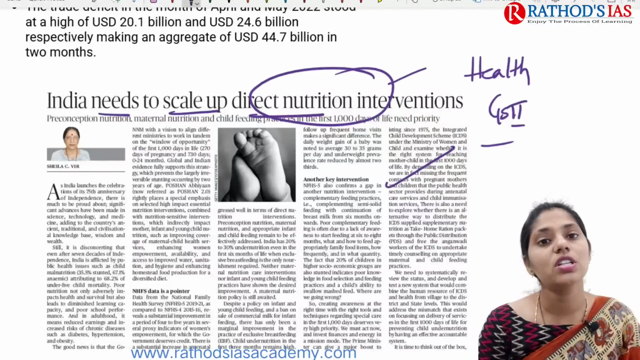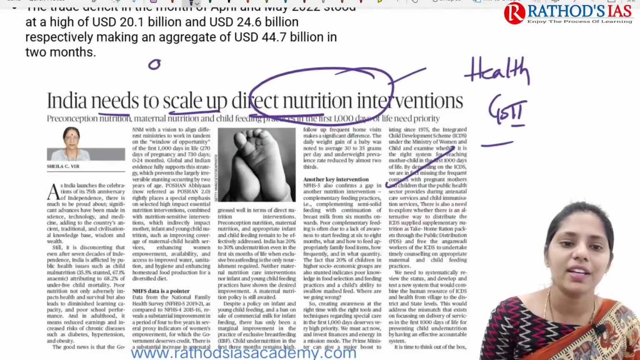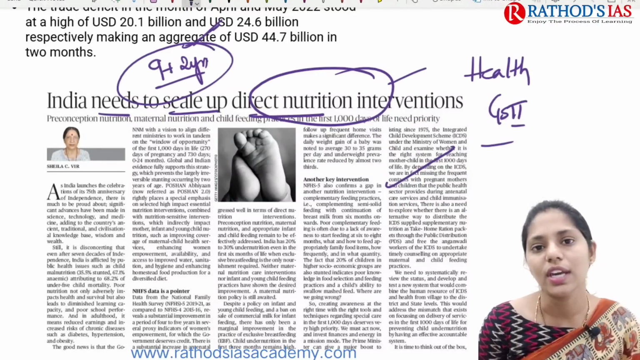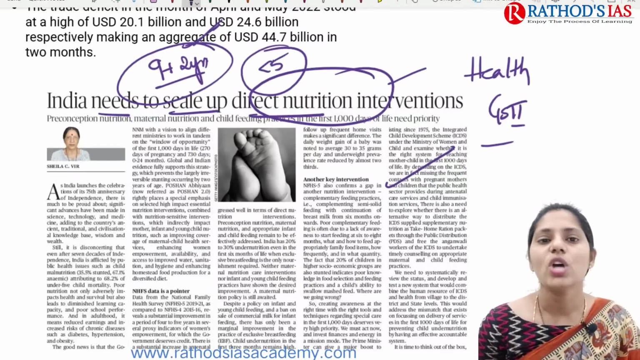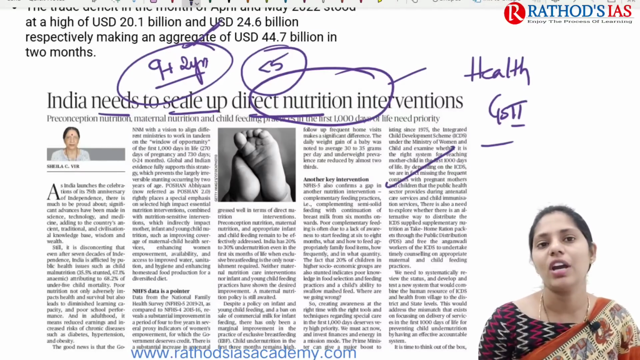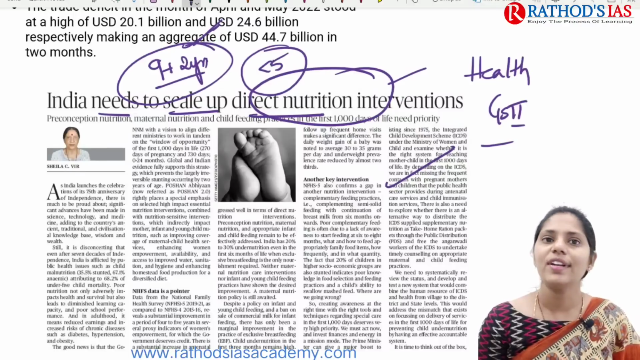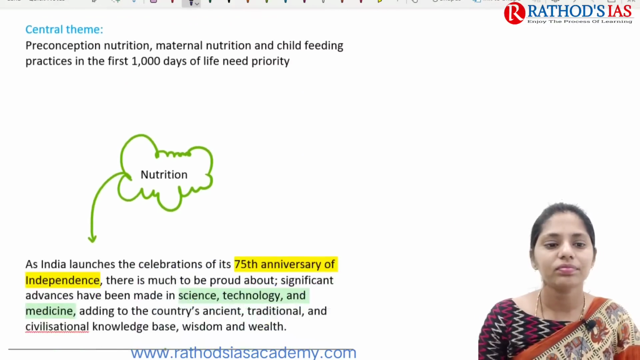So in the first 1000 days of life, we need to focus, okay, in the 9 months of pregnancy and the first 2 years of life. So we need to take utmost care, mainly to decrease under 5 mortality. So under 5 means here children who are not attaining the 5 years of age, there will be the mortality that is mainly seen. So now let us try to see this topic, and this topic is very important from your health.